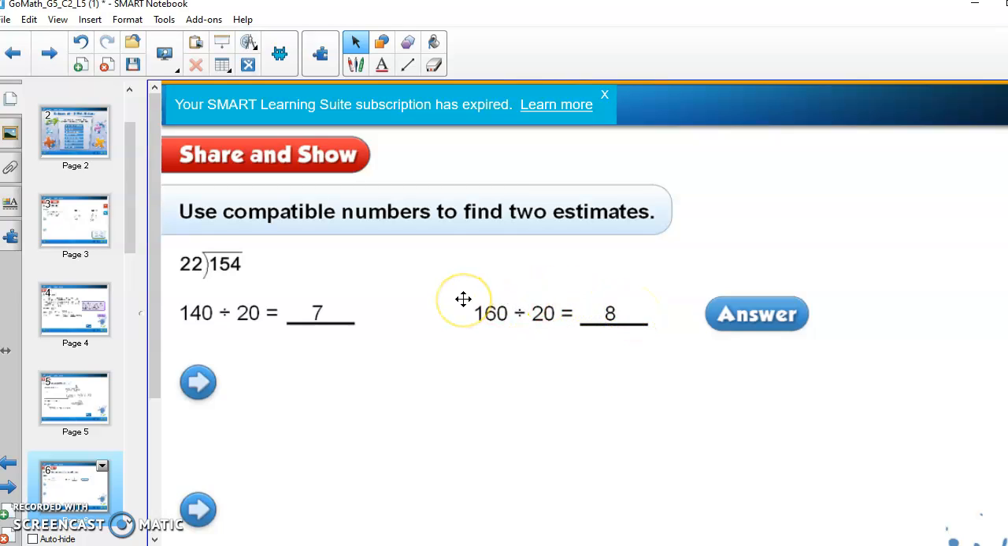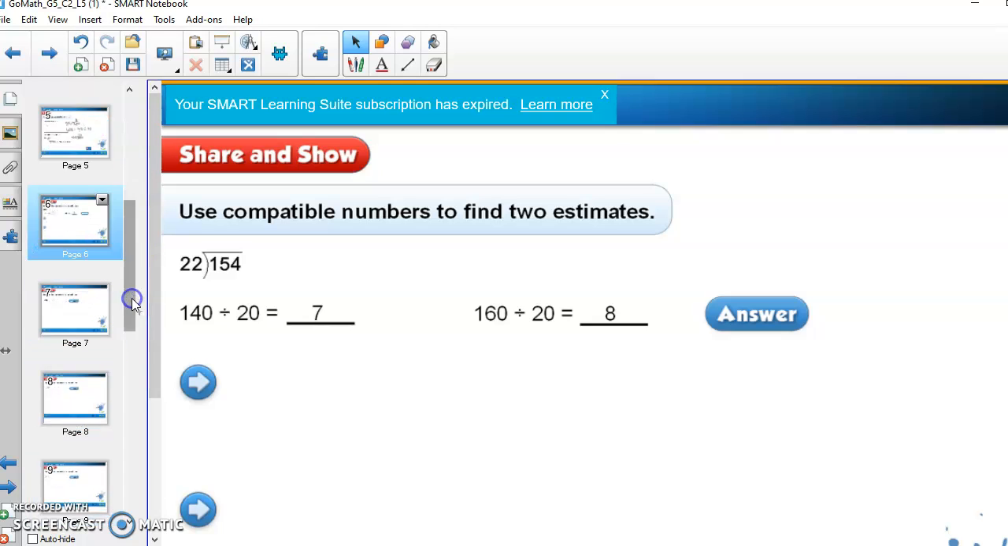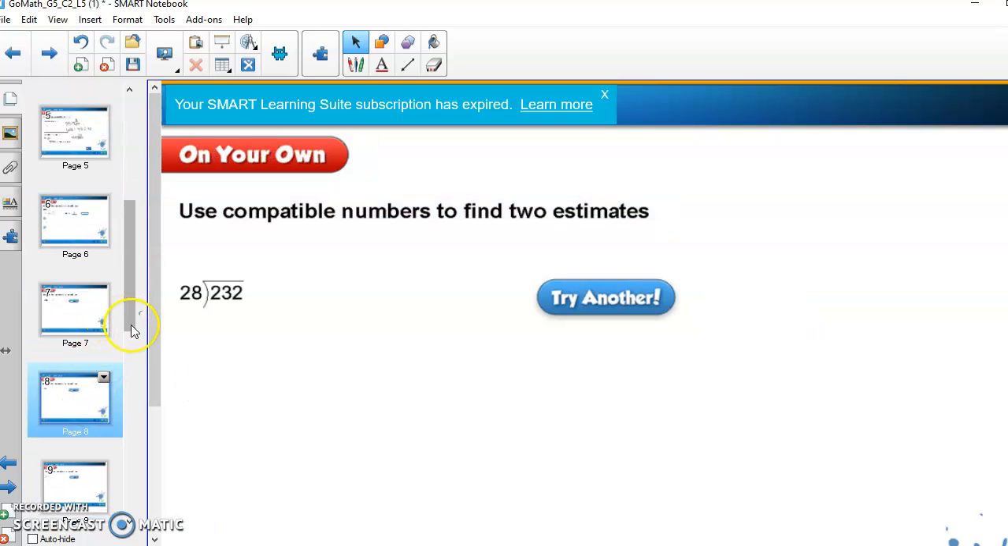I hope that this video helped you to understand compatible numbers. We would like you to try your own by solving some on page 115. Go ahead and turn to page 115. And the problem that you're looking at right now, it looks like is problem number 9. So you'll have to go back and solve 7 and 8 on your own.